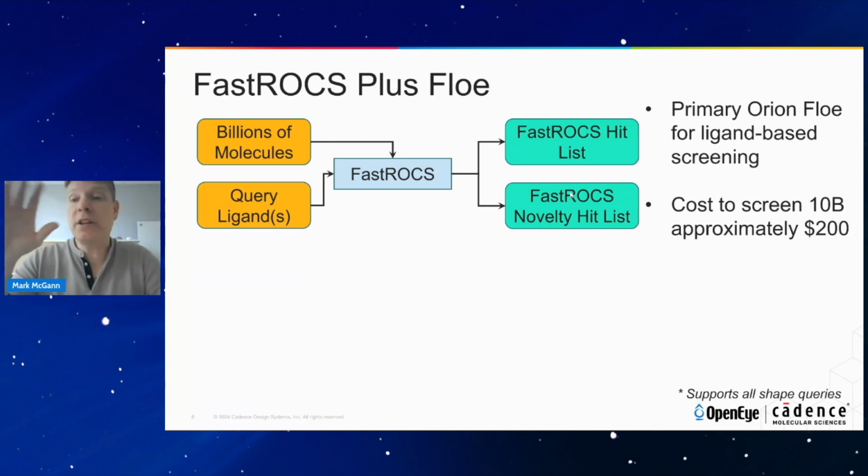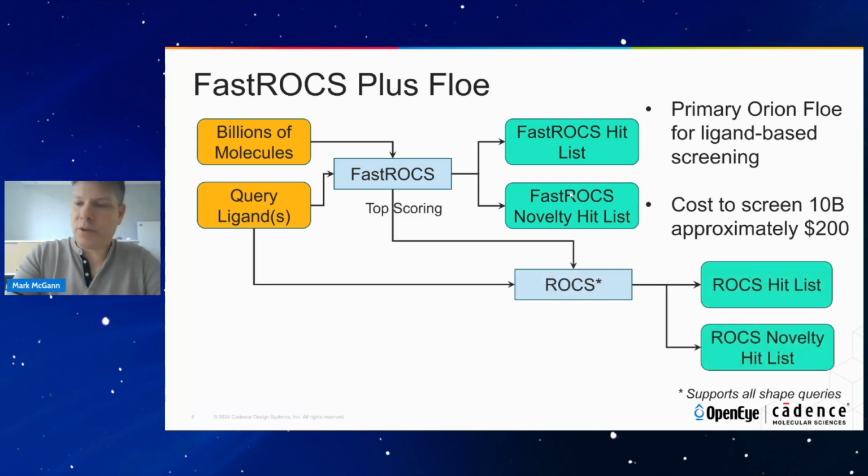So this is really cost efficient for a very sophisticated 3D overlay. In addition to the FastROCS hit list, you also get a ROCS hit list where we've taken the top scoring molecules from FastROCS and we've re-overlaid them with ROCS, which is the CPU version. And the reason that we actually enable this is you can give it a different query for ROCS.